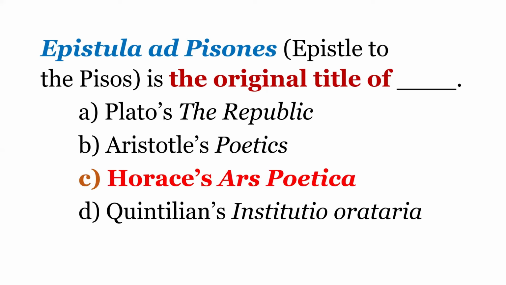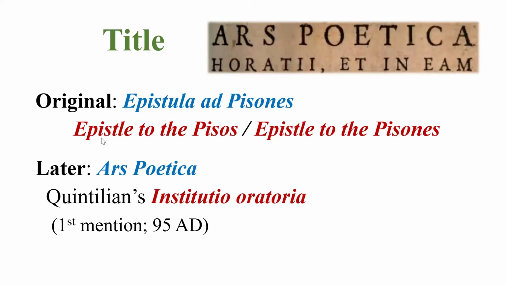So this question is based on classical criticism. So we have Plato's Republic, Aristotle's Poetics, Horace's Ars Poetica, and Quintilian's Institutio Oratoria. And this is the original title of Horace's Ars Poetica: Epistula ad Pisones, in the sense of epistle to the Pisos or the Pisones. So we have this Roman writer, Horace, who wrote this work in the form of a series of letters to the children of a particular family called the Pisones, on how to compose poetical works. So that is the essence of this one. So that's the title, Epistle to the Pisones. Later, it was called Ars Poetica, and it was first mentioned in Quintilian's work, Institutio Oratoria.